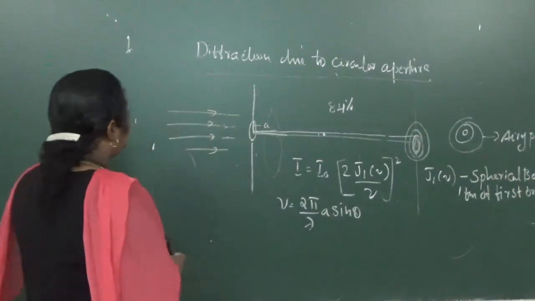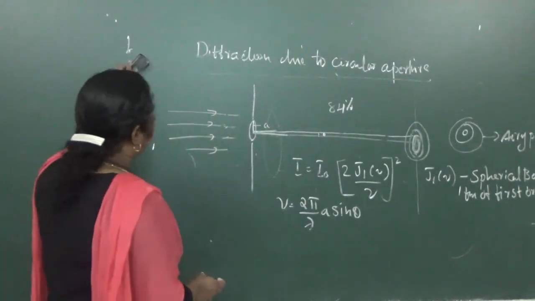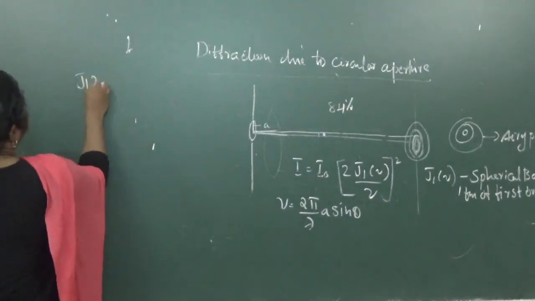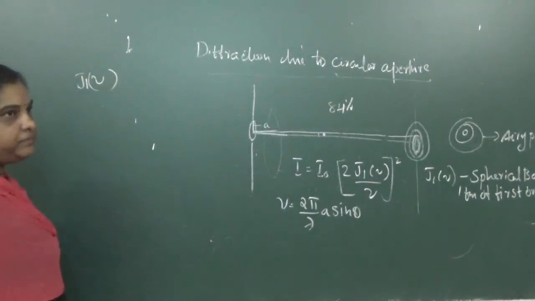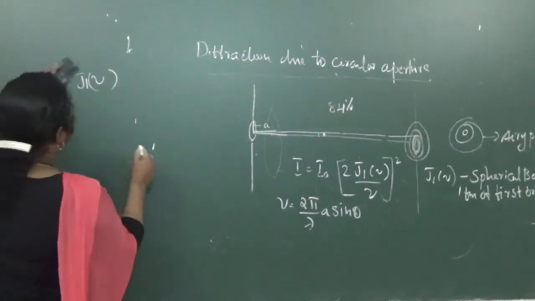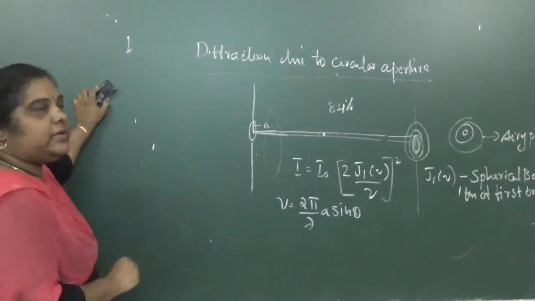Now, if you draw this intensity pattern or this function, this J1 nu by nu is drawn by a spherical Bessel function. What does it look like?